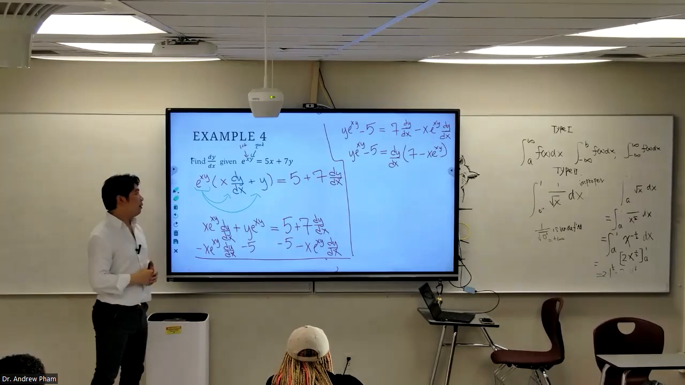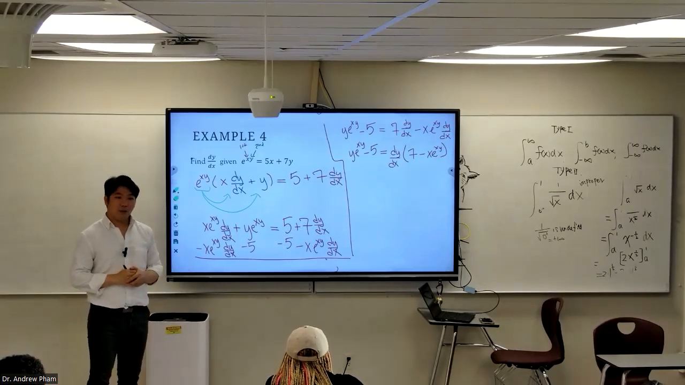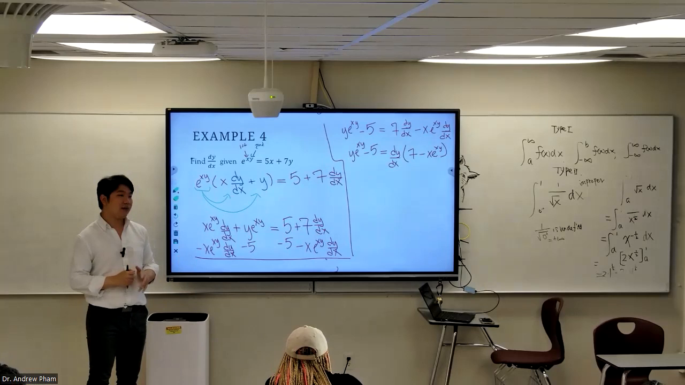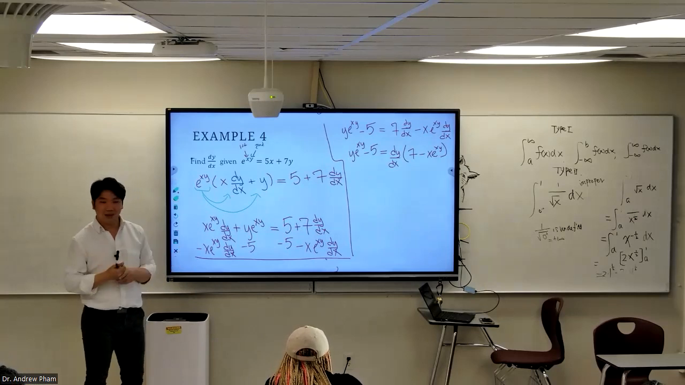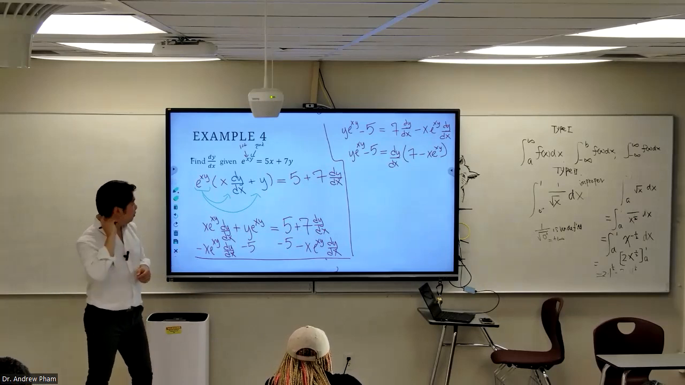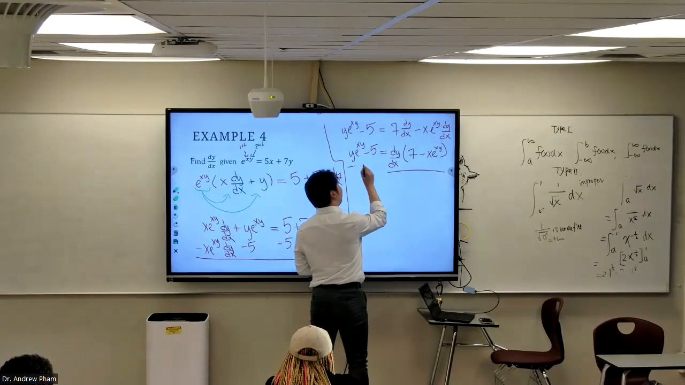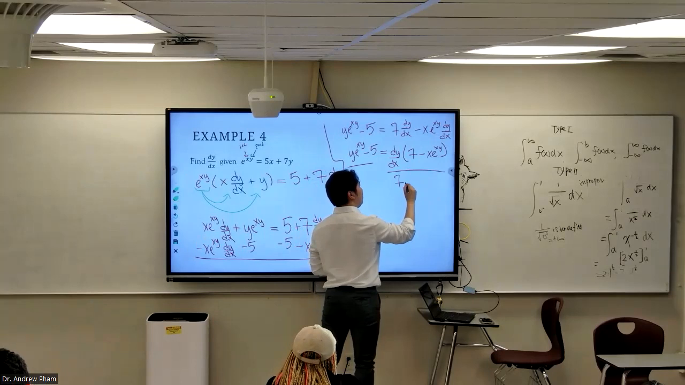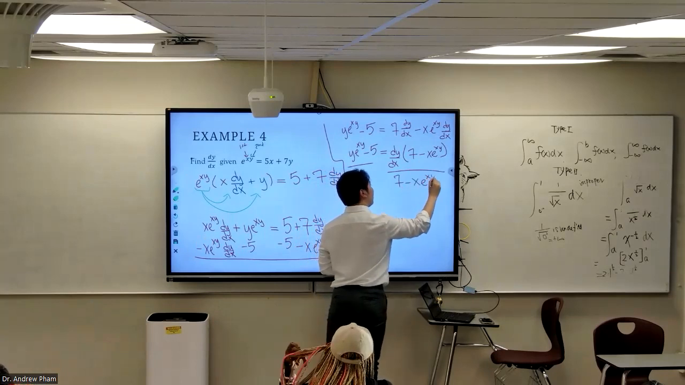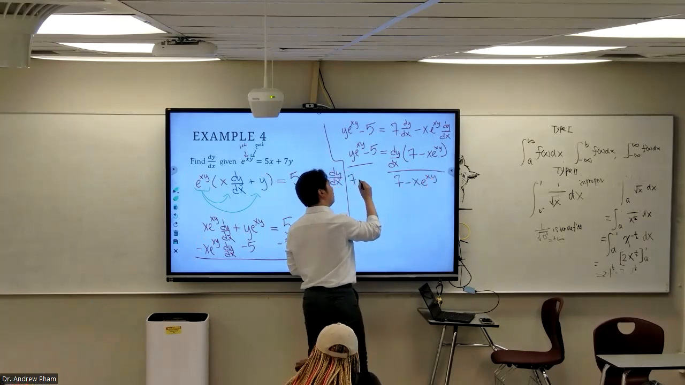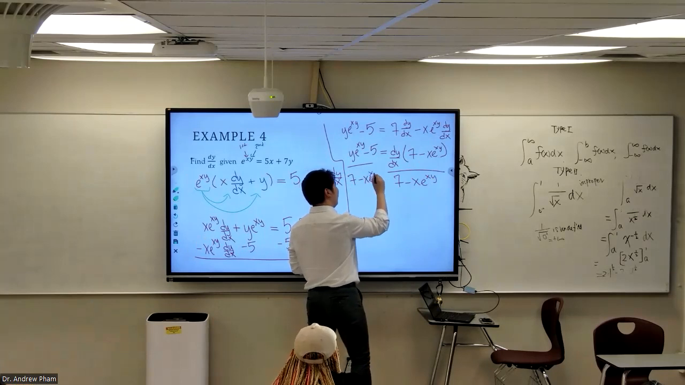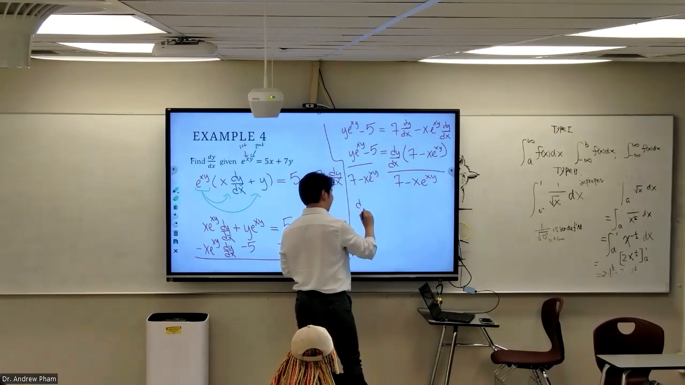So looking at this, I claim that there's only one last step for us to finish this problem. How do I get that dy dx to be completely alone? Yeah, we're going to divide the left and the right by 7 minus x e to the xy. And our answer will look ugly, and that's intended.